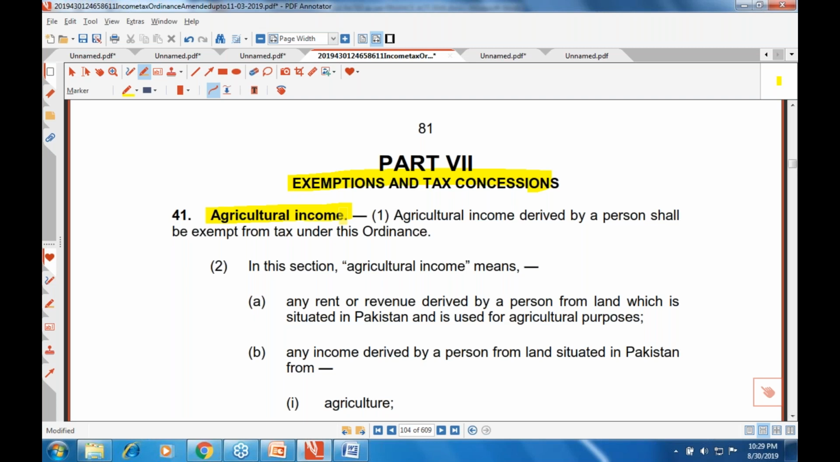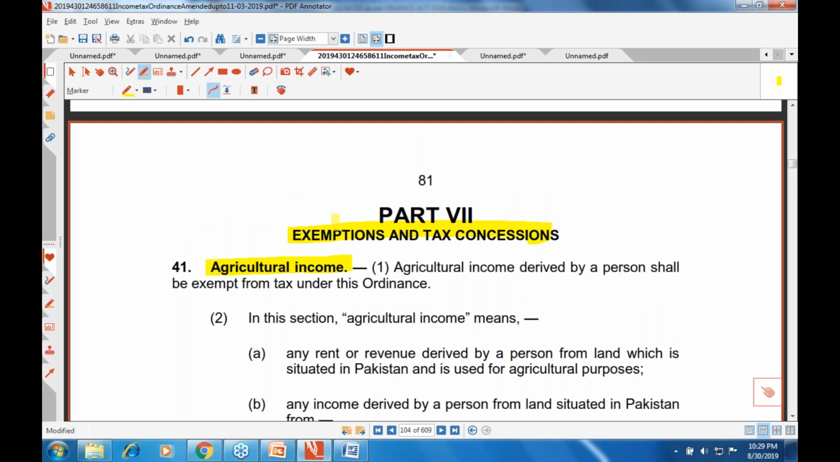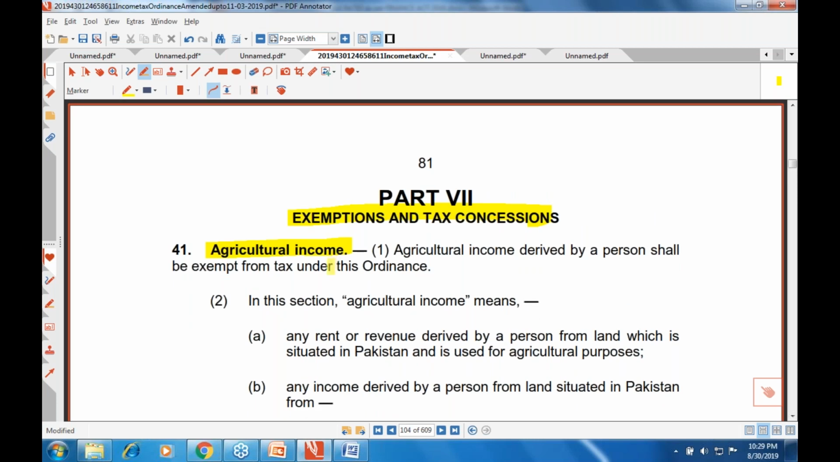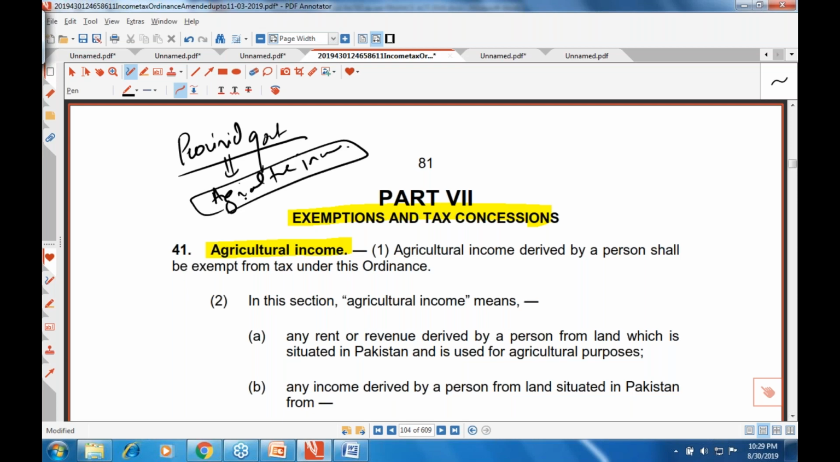But there are two things that you need to understand. One is the tax imposed by the FBR, and the other is the tax imposed by the provincial government. Remember that the provincial government can impose tax on agricultural income, because this is as per the Constitution of Pakistan, as per the NFC award, or as per the 18th amendment. This is what the provincial government can do, but the FBR cannot impose tax on agricultural income. Agricultural income is exempt from tax as per the Income Tax Ordinance.